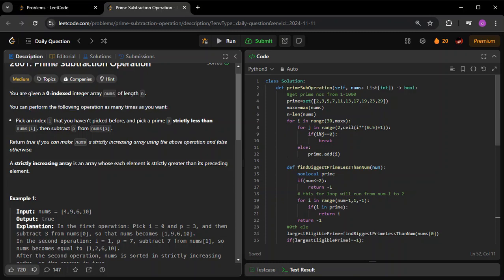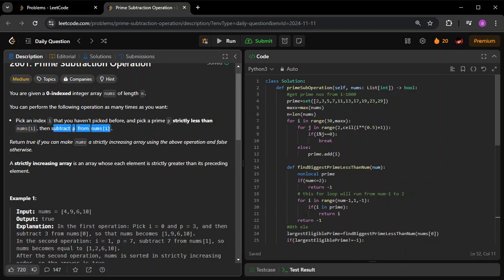What we have to do is pick an index i that you haven't picked before, and pick a prime p strictly less than nums[i]. You have to pick a prime number which is strictly less than the current number that you are picking. Then you have to subtract p from nums[i]. The idea here is that after the subtraction, the result should not be zero. That is why they are saying p should be strictly less than nums[i]. Then subtract p from nums[i].